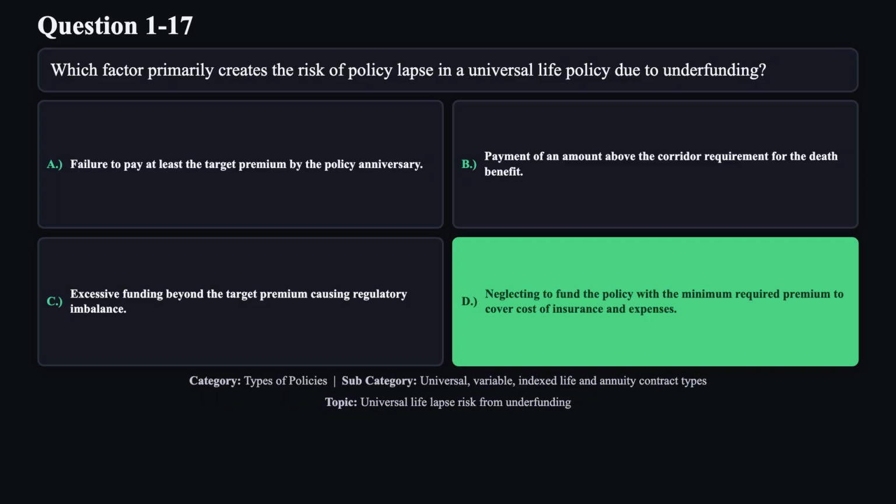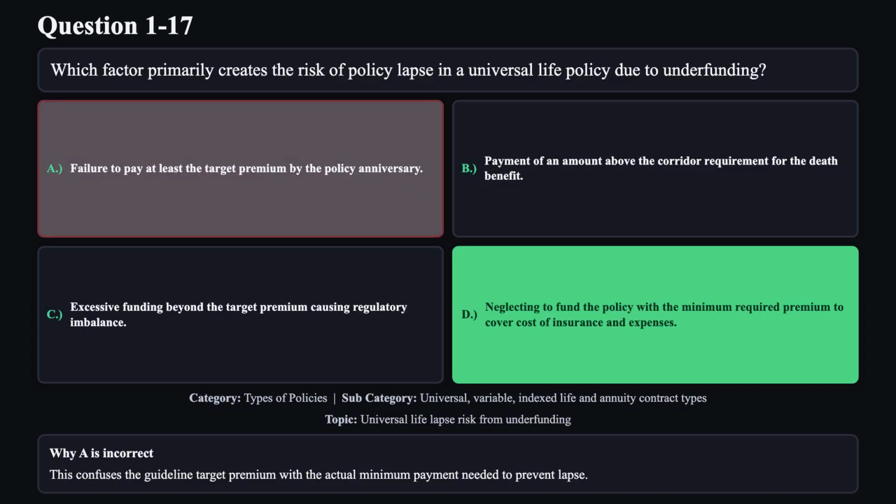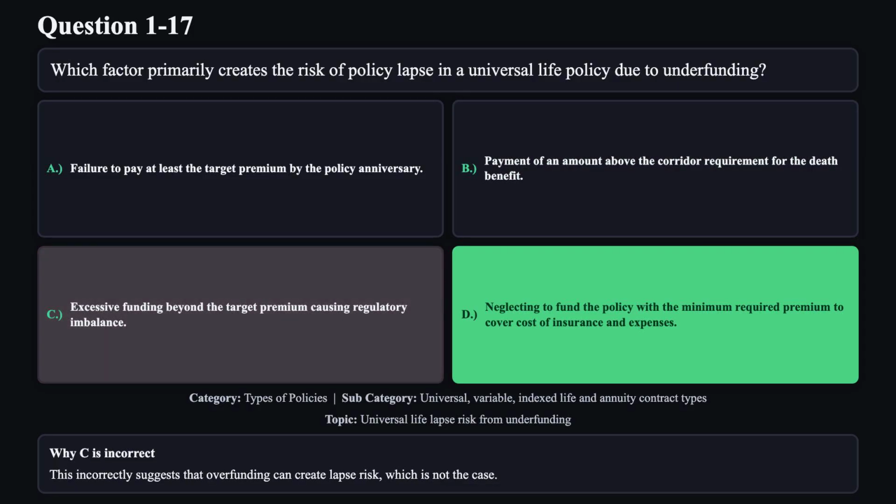The correct answer is D. Underfunding risk arises when the insured does not pay the minimum required premium needed to cover mortality and expense deductions, leading to negative cash value and potential lapse. Reason A is not correct. This confuses the guideline target premium with the actual minimum payment needed to prevent lapse. Reason B is not correct. This misinterprets corridor requirement payment as a cause of underfunding lapse risk. Reason C is not correct. This incorrectly suggests that overfunding can create lapse risk, which is not the case.